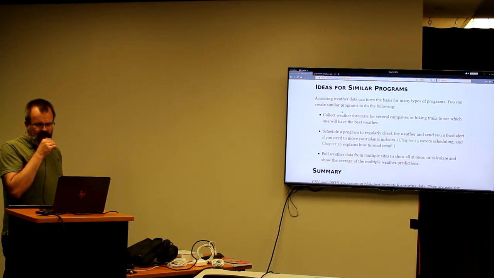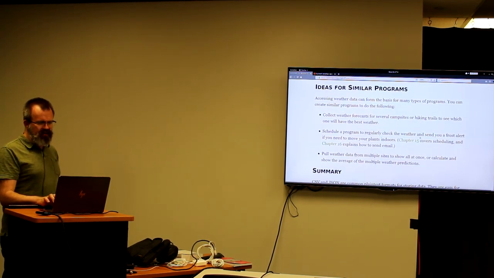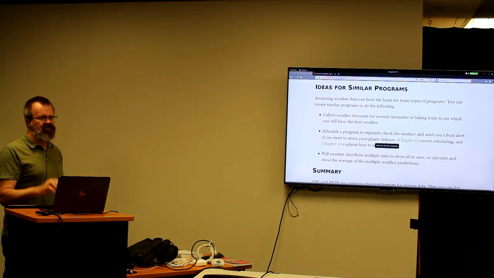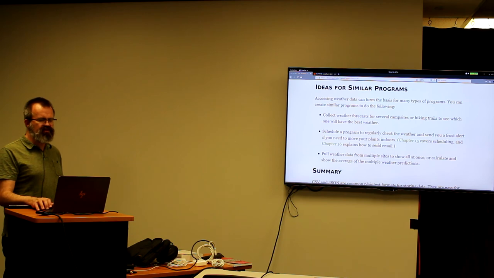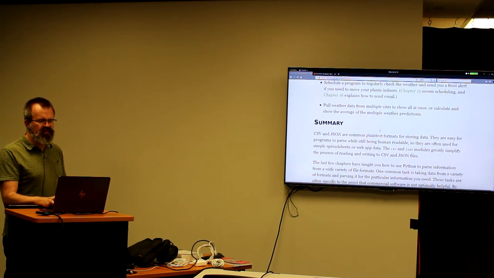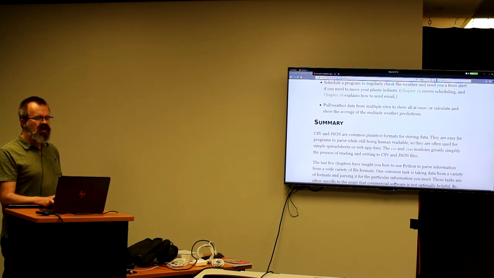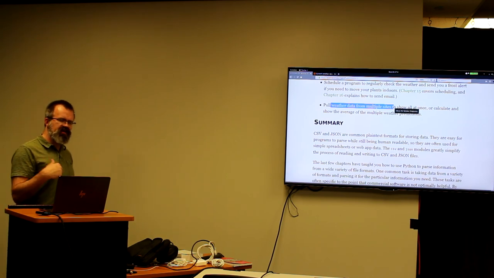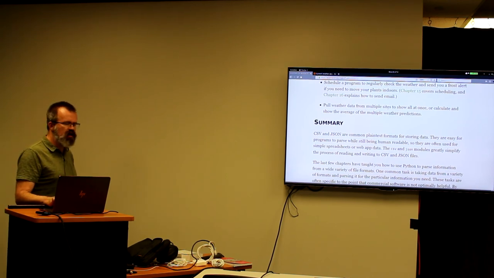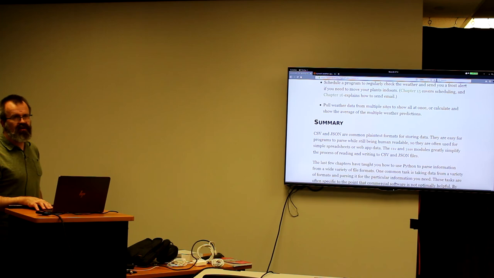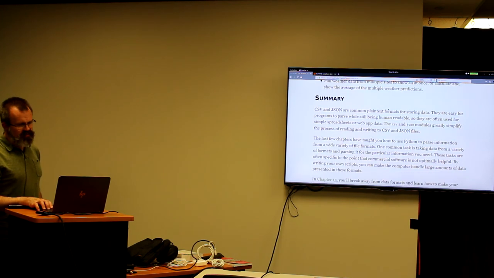So if you want to regularly check the weather and send you a frost alert if you need to move your plants indoors, okay, it's kind of interesting. I'm not sure if there's a business case for it, but there might be for the right business. And then pull the weather dates from multiple sites to show them all at once and perhaps see whether they're all in agreement. Who knows?